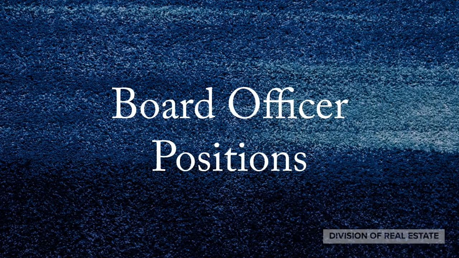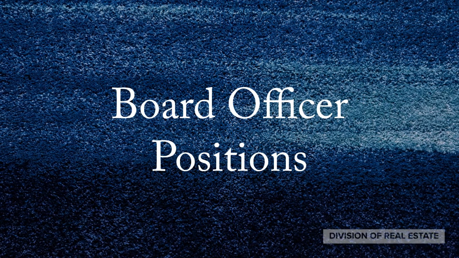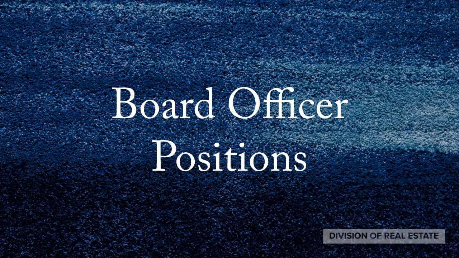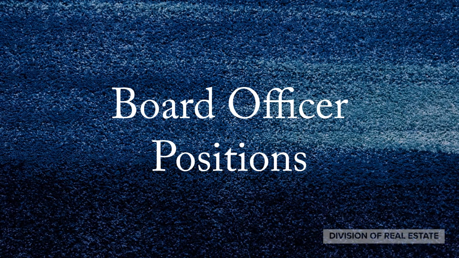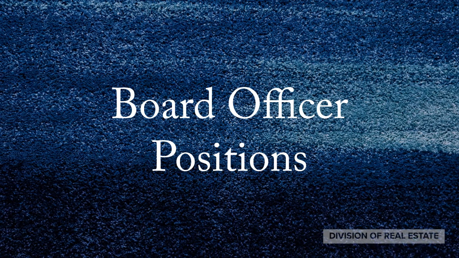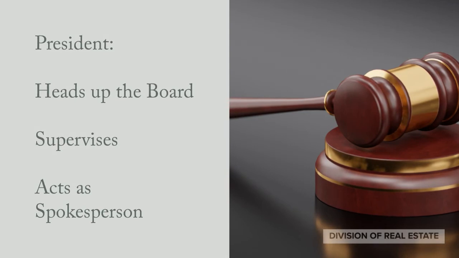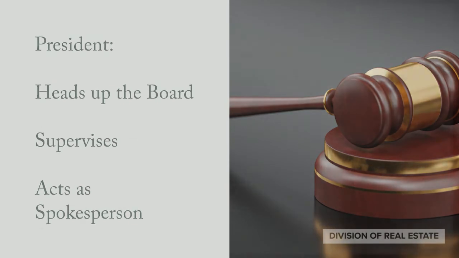Board officer positions. Unless otherwise provided in the bylaws, a nonprofit HOA corporation shall have a president, a secretary, a treasurer, and such other officers as may be designated by the board of directors. An officer shall be an individual who is 18 years of age or older. The president heads up the board, supervises all of the business and affairs of the board, and acts as the spokesperson for the board of directors. The president also has authoritative direction to order actions in furtherance of the policies established by the board of directors.